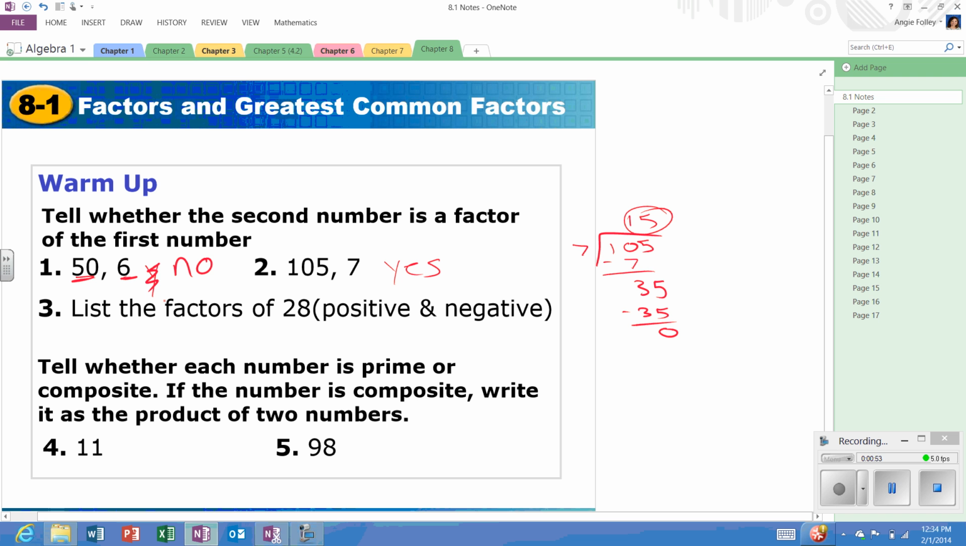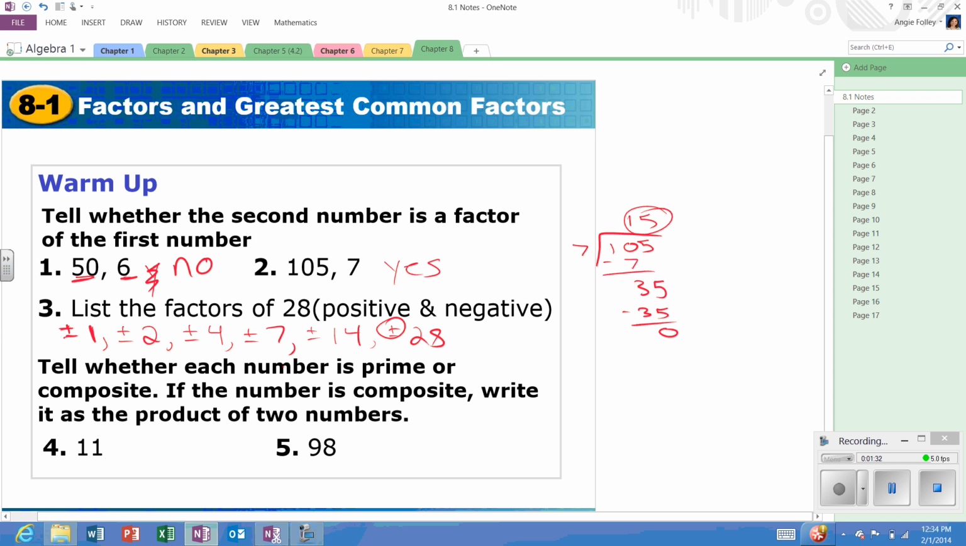For the next one, it wants us to list all the factors of 28. So all the numbers that can be divided into 28, and we usually start with the smallest number. So 1 is a number, and it says to list the positive and negative. So that means positive and negative 1 go into 28. The number 2 does, so positive and negative 2. The next number that goes in is 4, so both positive and negative 4. The next number isn't until 7. Then 14 goes into 28. And finally, 28 goes into 28 one time. So we have all the positive and negative numbers. And you can use this little sign, the plus or minus, to say both numbers.